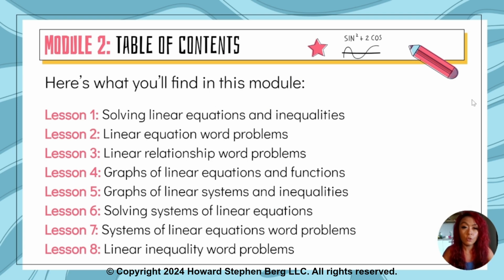In this module, you'll be working on 8 different lessons. In each lesson, you'll go through 3 different levels. Level 1 is the beginner level. This is the introduction to the topic where you'll learn the foundational skills. Level 2 is the intermediate level where we'll build off of those foundational skills that you learned about in level 1. And level 3 is the expert level where we'll work on the most complex problems that involve critical thinking and problem solving.